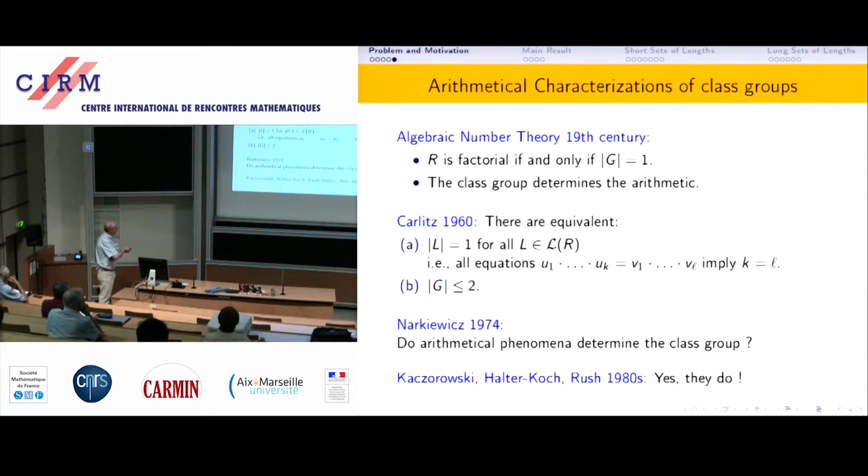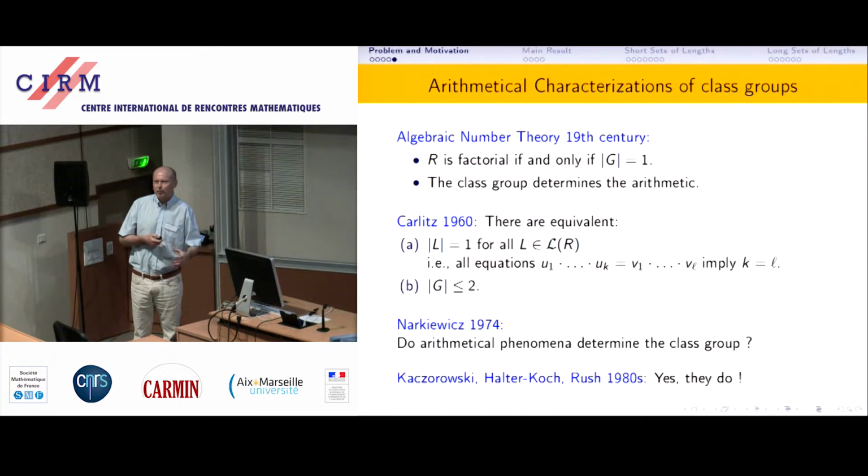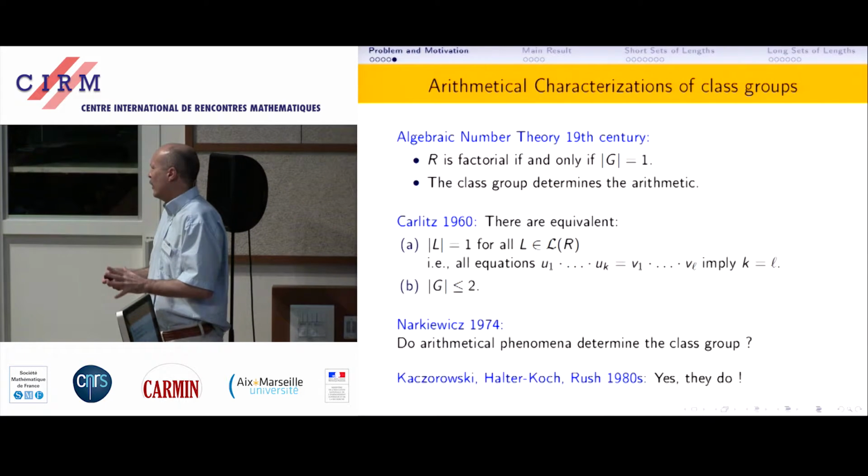And it also started in the 1970s when Narkiewicz asked, is there a sort of inverse relationship? So do arithmetical phenomena, phenomena of non-uniqueness of factorizations, give us back the class group? There are many answers to this, starting from the 80s, but here the question of course is what properties should we take for the characterization? How natural are these properties? So there are positive answers, but people in this area think that the first answers, the properties, have a certain artificial flavor.